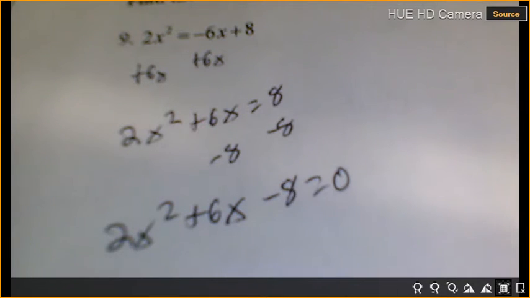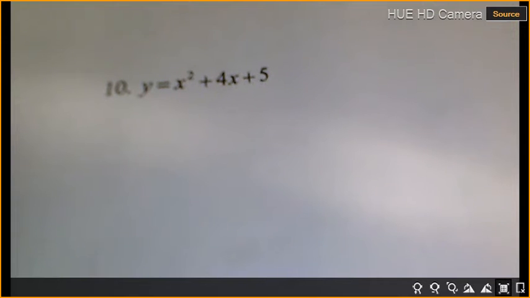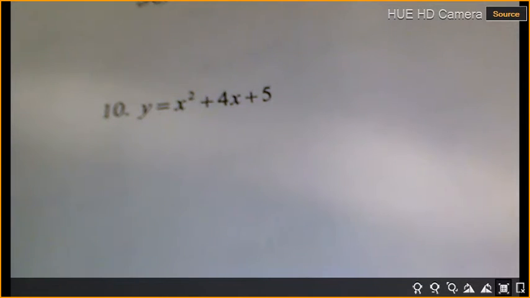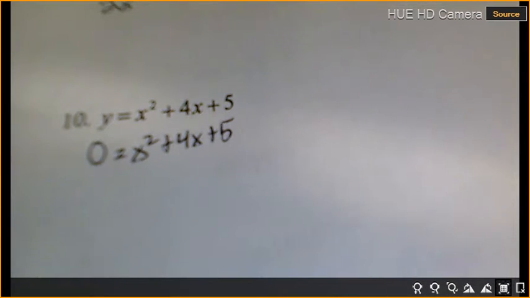All right. So for 10, you just make y 0, and then you go for it. a, b, c, and it's negative b plus or minus the square root of b squared. You make it 0? Yep. 0. There you go. Okay, now we're going to do number 11.